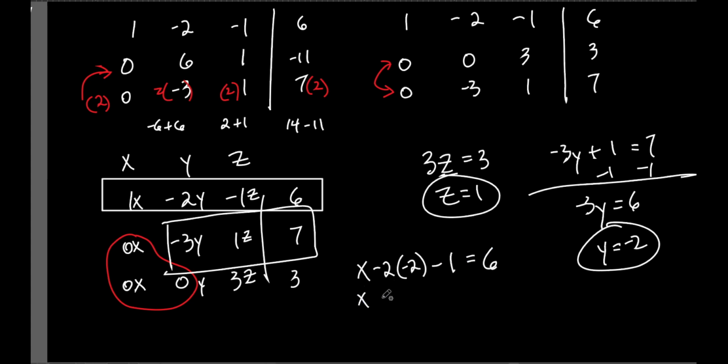So this is x plus 4 minus 1 equals 6. This is x plus 3 equals 6. Subtract 3 from both sides, and x is what? 3. And there's your answer right there.